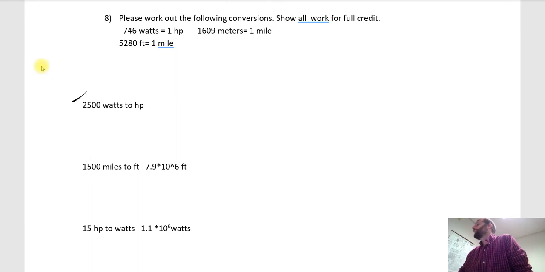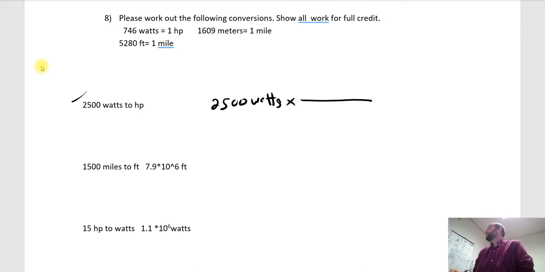So I'll walk through this one. 2,500 watts. Whenever you do a unit conversion, you are always multiplying by a fraction. And the fraction needs to leave you with what you want and cancel what you want gone. So here we want watts gone, so the watts has to be in the bottom, and we want to be left with horsepower, so horsepower up top.